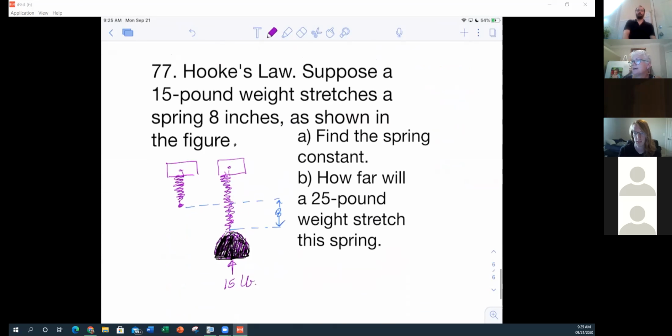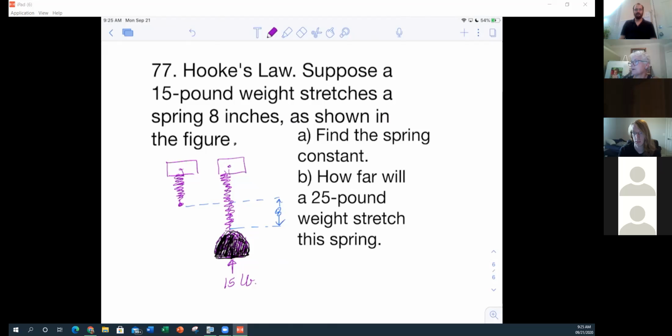Number 77, I think, is funny because it looks like it's a hard problem, but it's really not a hard problem. I drew this, and my artwork I know is probably astounding all of y'all. Suppose a 15-pound weight stretches a spring 8 inches, as shown in my lovely figure. Find the spring constant. When they say find the constant, that means find the constant of variation, okay? So if we've got a 15-pound weight stretching a spring 8 inches, what would be the ordered pair that goes with that sentence? Anyone? 15/8. Thank you.